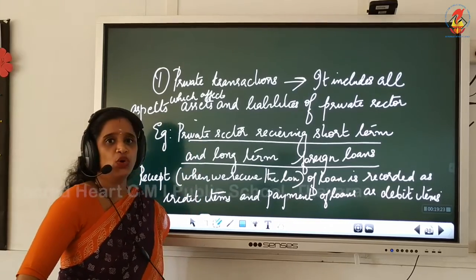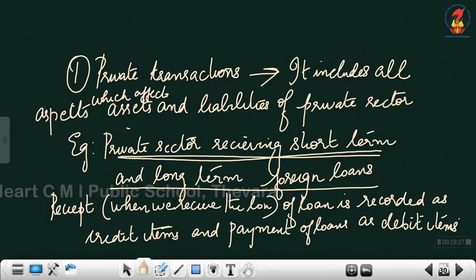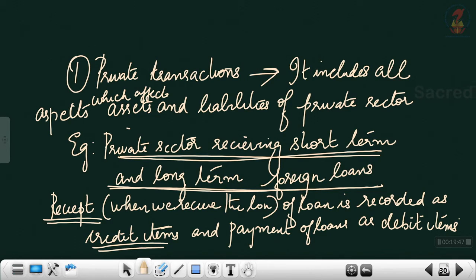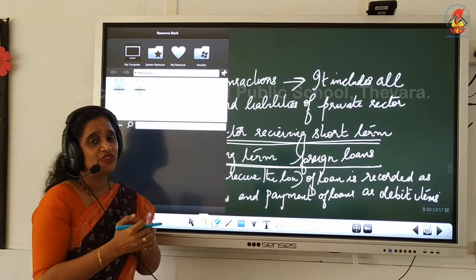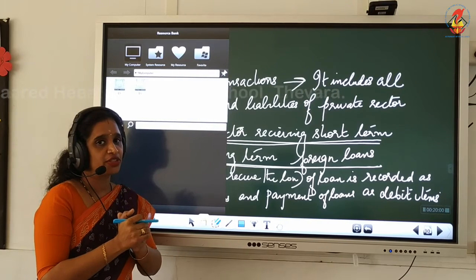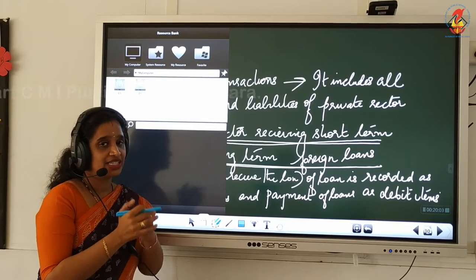So when they receive the loans, it will be a receipt, and that will be recorded as credit items. But when they receive the loan, they have to repay the loan later with a rate of interest. When they receive the loan, it is an asset for them because for the time being they are safe.